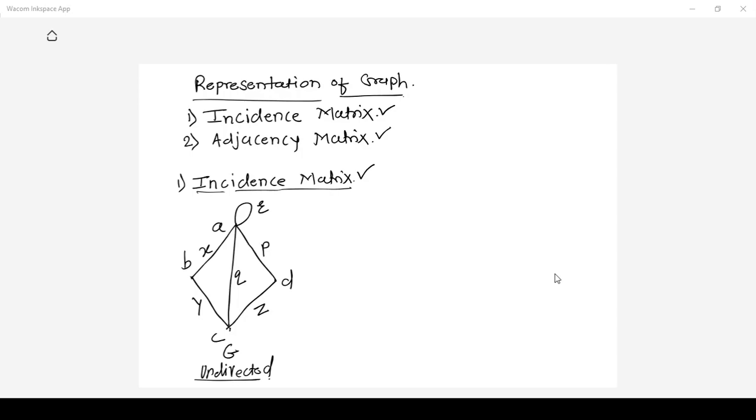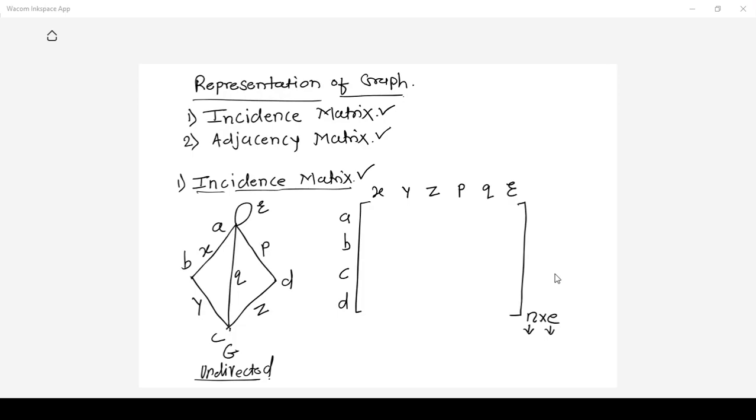So this graph has four vertices and some edges. How can we represent this graph using an incidence matrix? The incidence matrix is a matrix with n by e size. N is the number of vertices and e is the number of edges. So vertices I should take in rows. I have four vertices, so a, b, c and d, and the edges are x, y, z, p, q and r. This matrix we need to fill up with values.